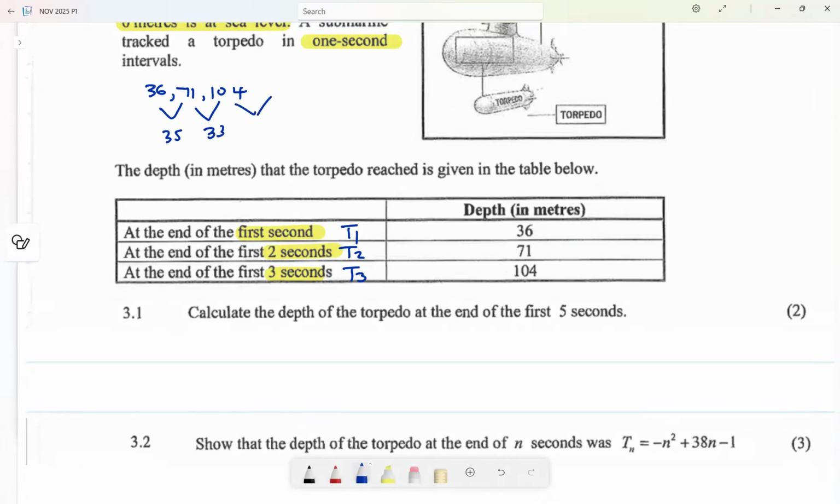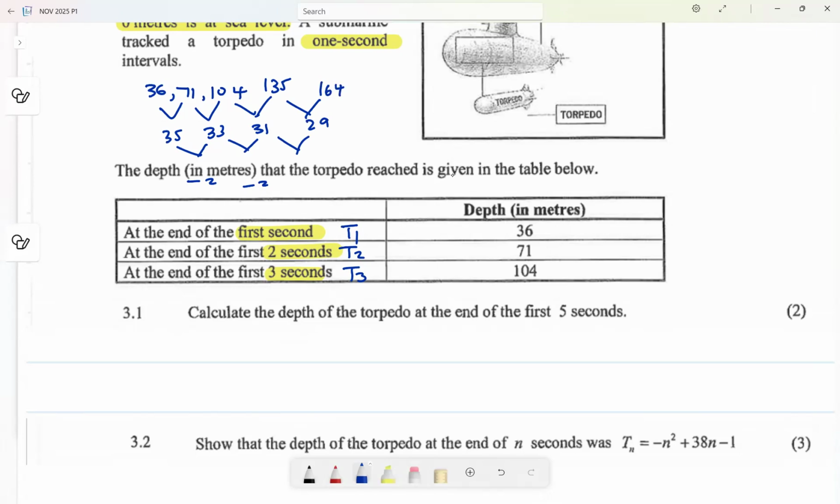So I can see the pattern is it is decreasing by 2. So here it is minus 2, so it should be minus 2 also. So it's going to be 31, and then this is going to be 29. And then 104 plus 31 is 135. And then 135 plus 29 is 164.